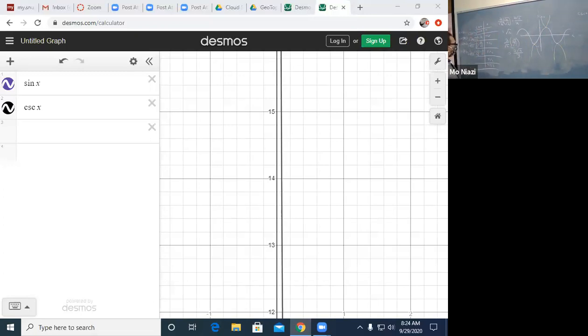Let's see, okay, so then we do sine of pi over 2, or cosecant of pi over 2. That's 1 over sine of pi over 2, right?